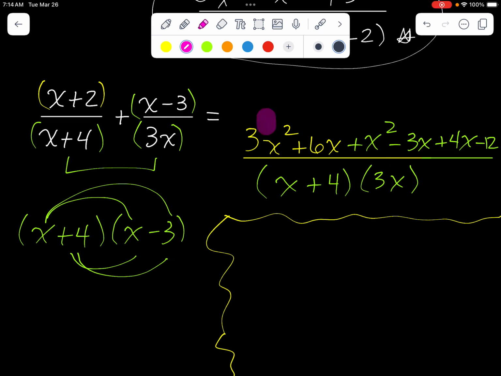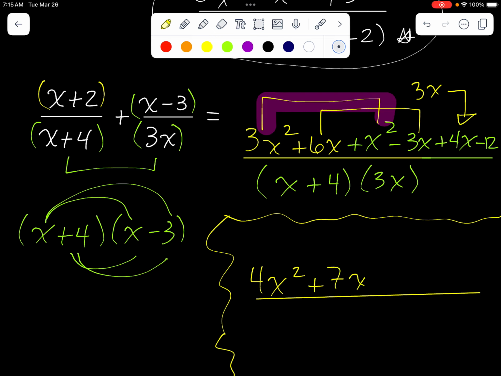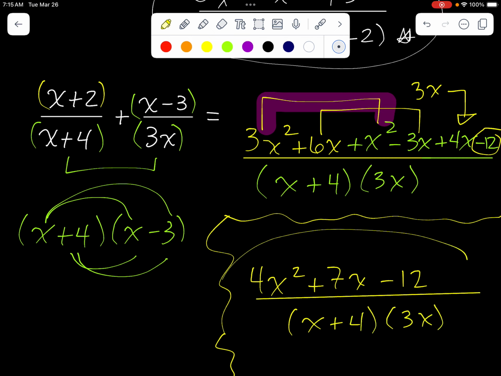So we want to put our x squareds together right here. So 3x squared plus x squared. Draw my fraction bar here. 3x squared plus x squared is 4x squared. Let's put our x's together. 6x minus 3x. Well, that is 3x. Then I need to combine that with this positive 4x. That would give us a total of 7x. And then the negative 12 is all by itself, minus 12 right here. And we'll just leave that factored like this on the bottom. And this would be our answer.